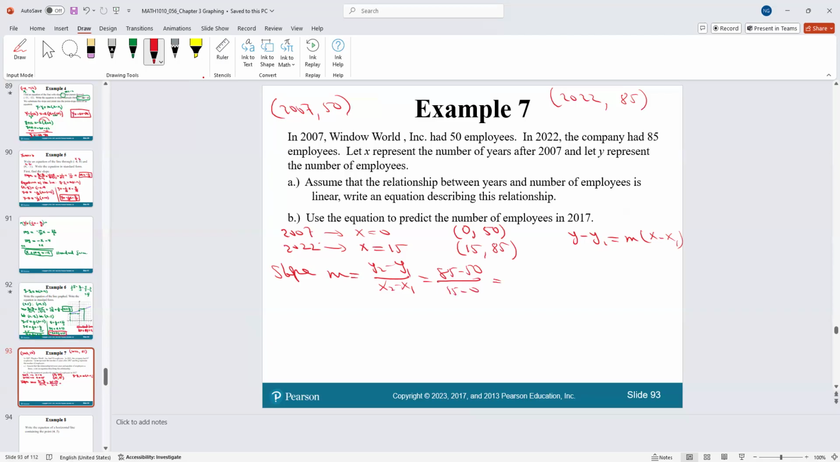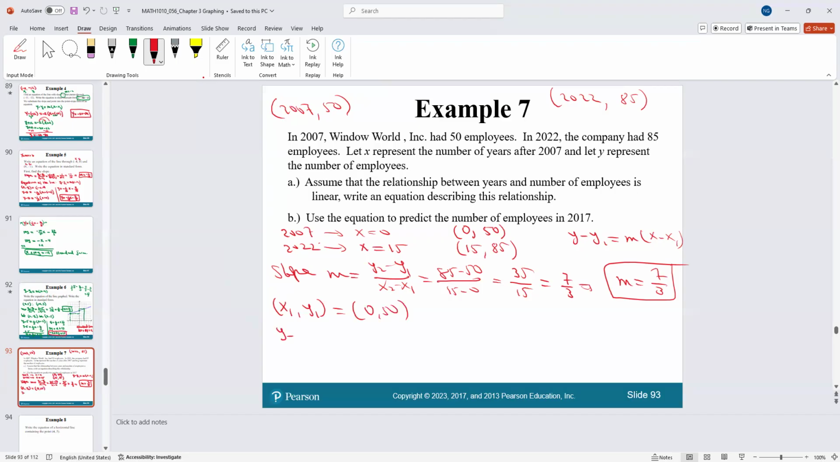When we do that, it gives us 35 over 15, which you can simplify because both end with 5, so they are multiples of 5. It's 7 over 3. So we have our slope, m equals 7 over 3. Now we know the slope, we can use either of these two points as our first point, x1, y1. We're going to take 0, 50.